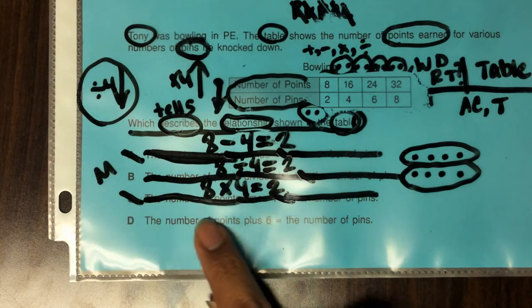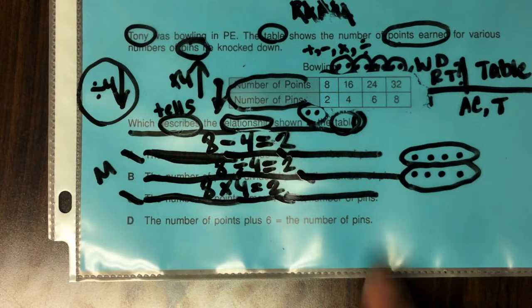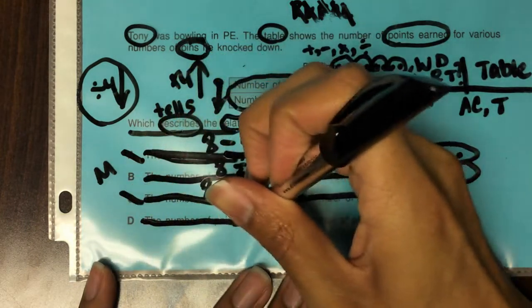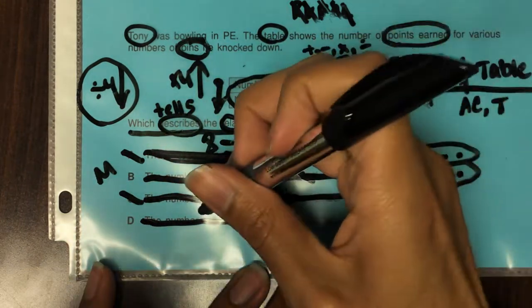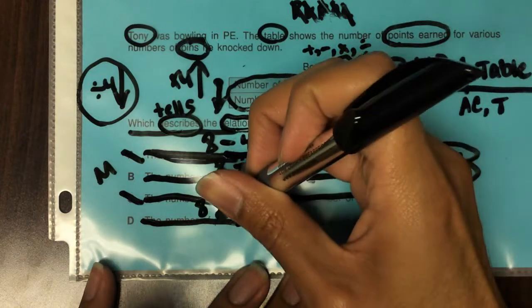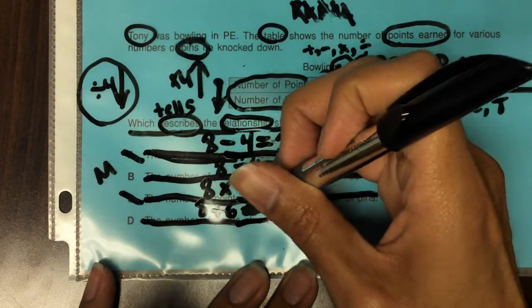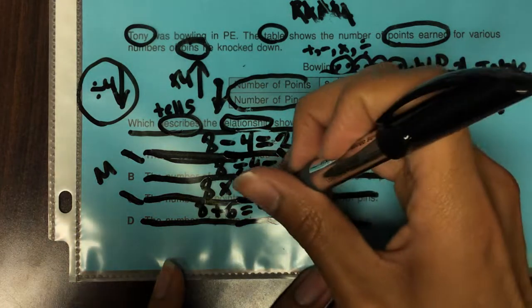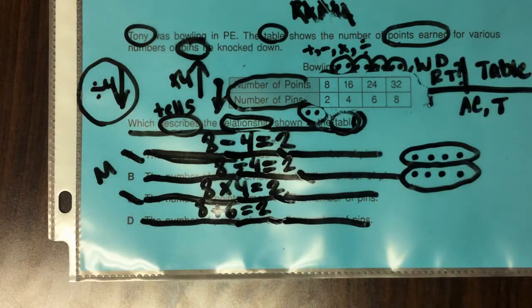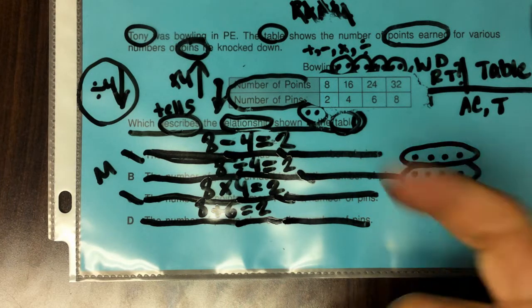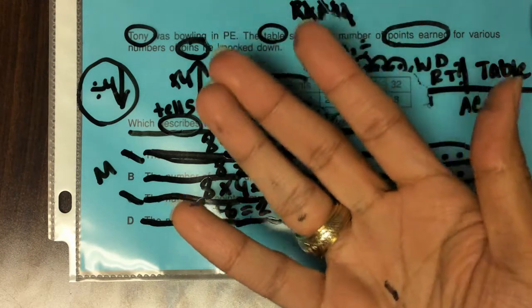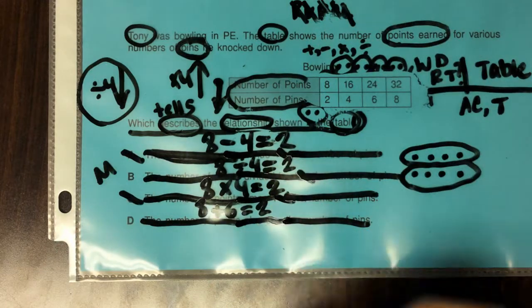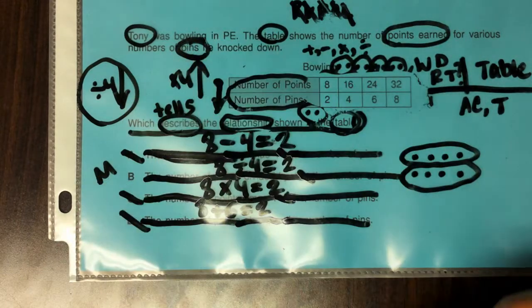D says the number of points plus 6 equals the number of pins. You guys find that number sentence for me. You're right. The number of points, 8 plus 6 equals the number of pins, which is 2. 8 plus 6. Well, you can put the big number in your head, 8, hands off, 9, 10, 11, 12, 13, 14. But that's not 14. So what's our answer going to be here?